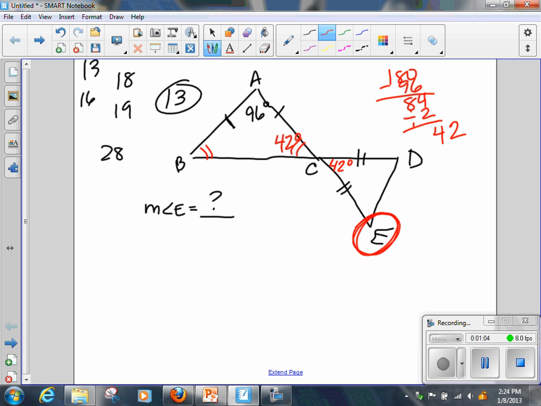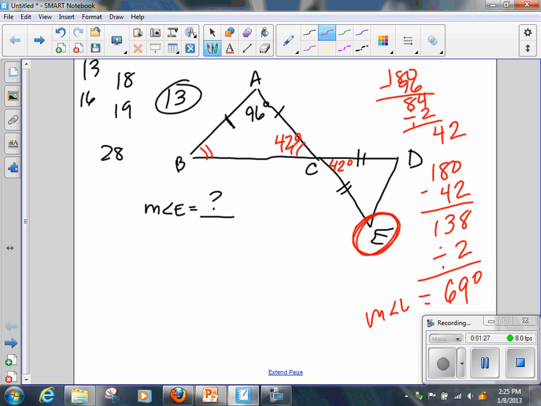Oh, snap, look. I got to find that angle. How do I do it? 180 minus 42 is 120, nope, 138. 138. Divided by 2, what do you get? 69 degrees. The measure of angle E.